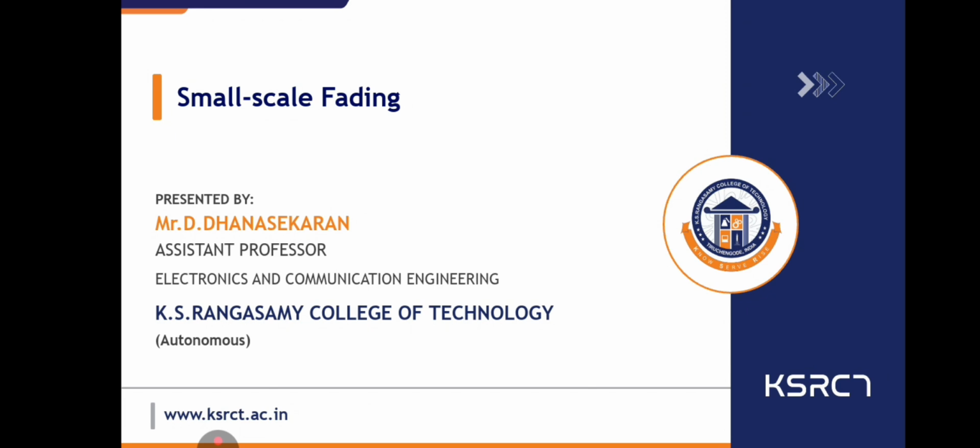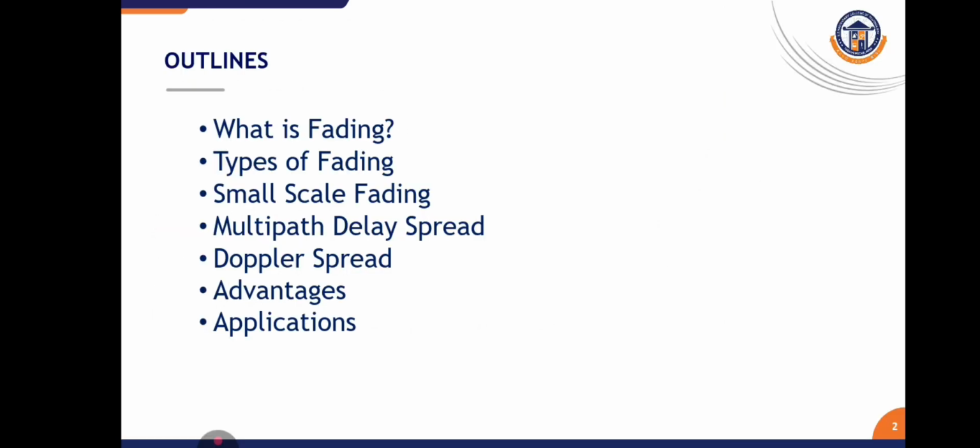In this video, we're going to see about small scale fading. So these are the outlines. What is fading? Types of fading: small scale fading, multipath delay spread, Doppler spread, advantage and application.